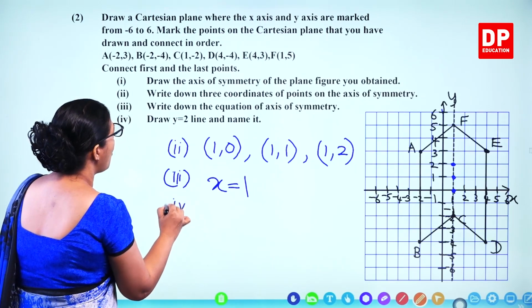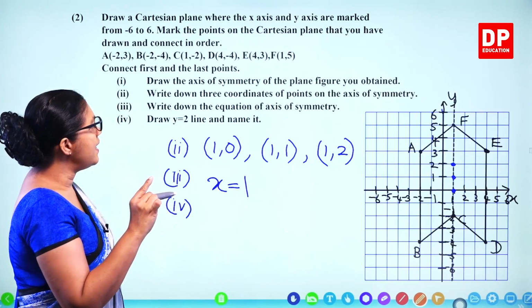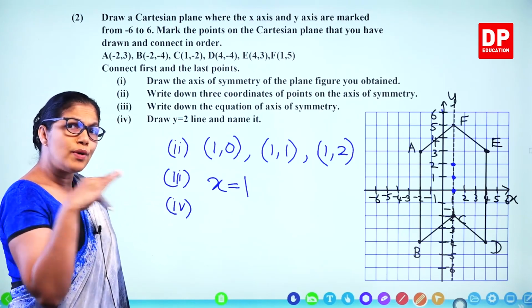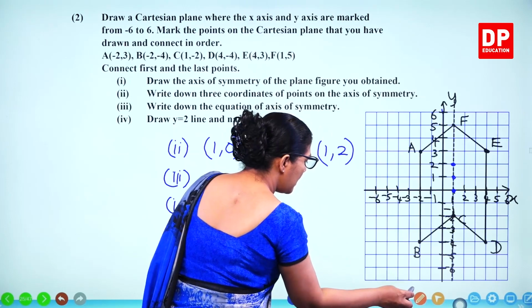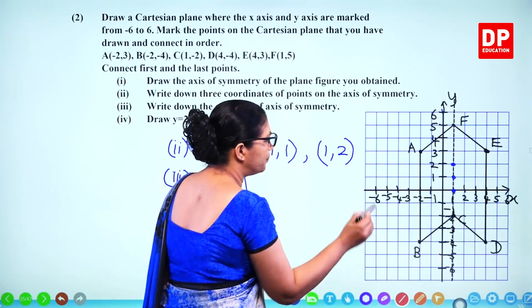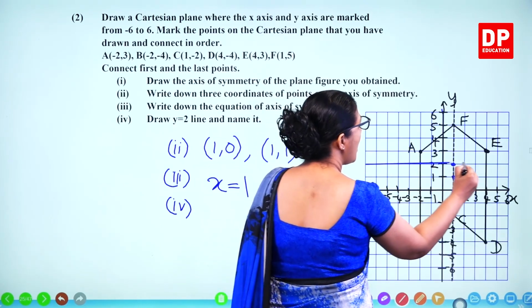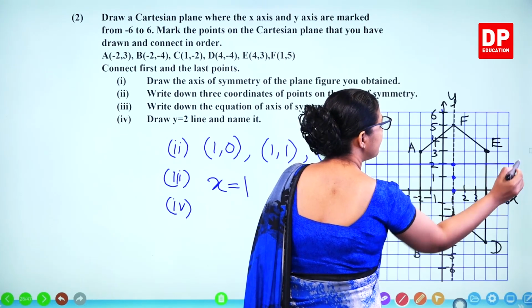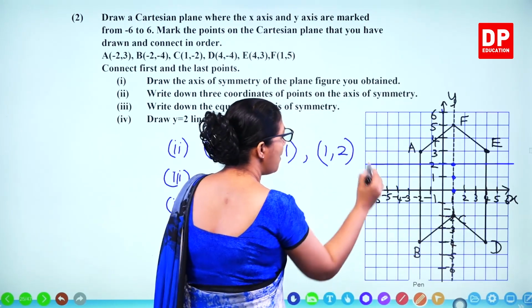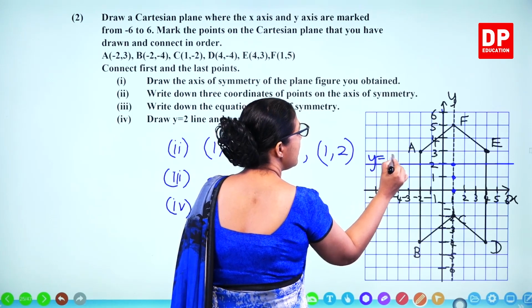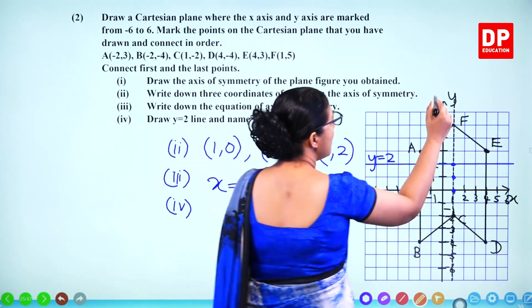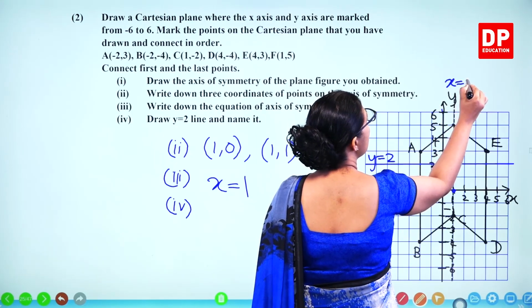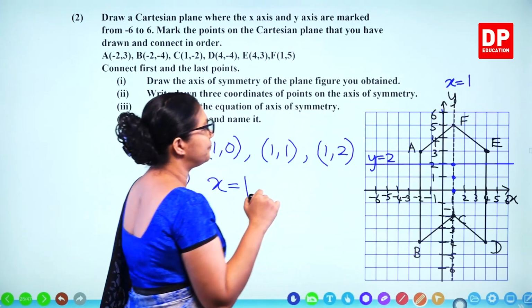And then draw the y equals 2 line and name it. Y equals 2 is a horizontal line. Always the y value is 2. So this is the y equals 2 line. So draw it and label the equation y equals 2. And this one, the axis of symmetry, x equals 1.